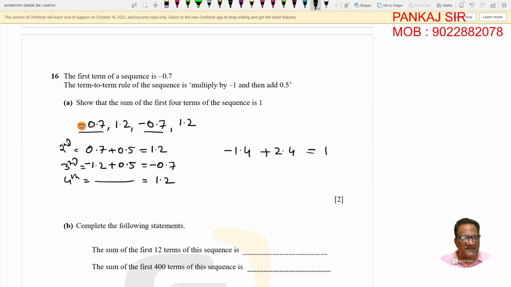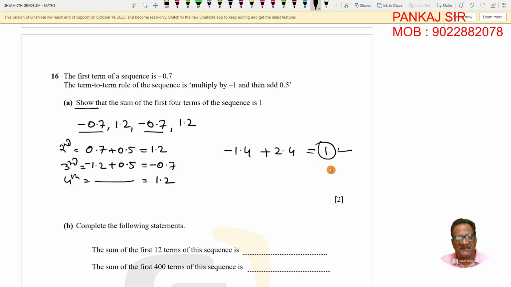So basically the sum of all the four terms is equal to 1. That is what he has told you to show, so we have shown it. We have taken these four terms, found them, and tried to find the sum of these four terms. First I found the sum of the odd values, that is the first and third term, and I got minus 1.4. Then I found the sum of the even terms, second and fourth, and I got 2.4. Then I added these two, I got 1. That means the sum of all these four is nothing but 1.